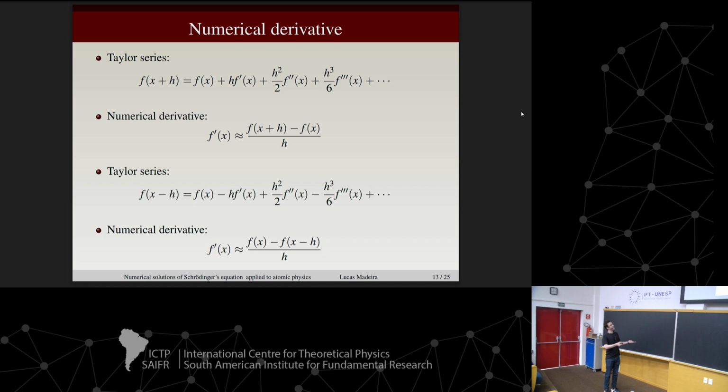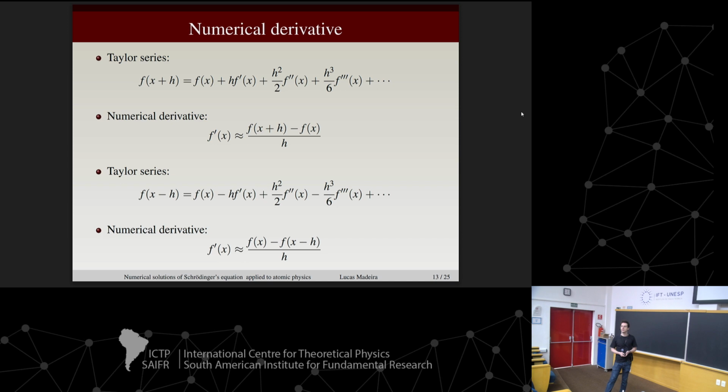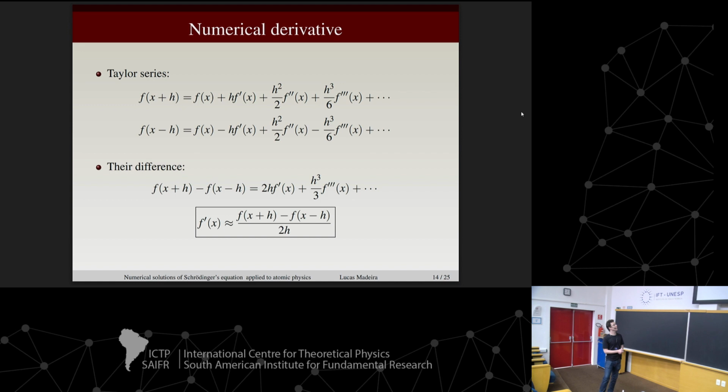Okay, so I throw away everything that was order h squared and higher orders. Can I do better than this? Can I come up with some expression that's similar to these, but I include more orders? Yes, the answer is yes. If I take the two Taylor series of the previous example, you can see that if I take their difference, the terms with h squared are going to cancel exactly. As a matter of fact, all the even powers are going to cancel exactly. And then I just have to throw away terms with h cubed and higher orders, okay? When I do this, I get this expression here.